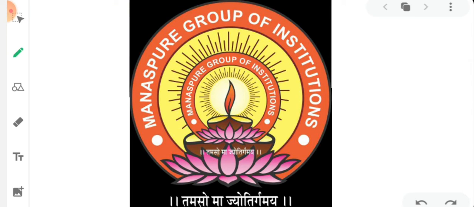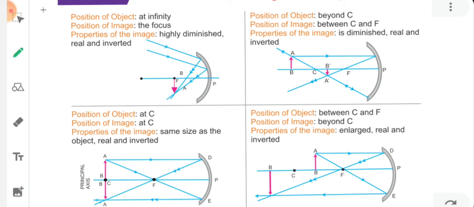Until now, in this chapter regarding light, we studied about reflection, the image formation in concave mirrors, and what mirrors are. So today we will be studying about convex mirrors, and how convex mirrors represent the formation of images.